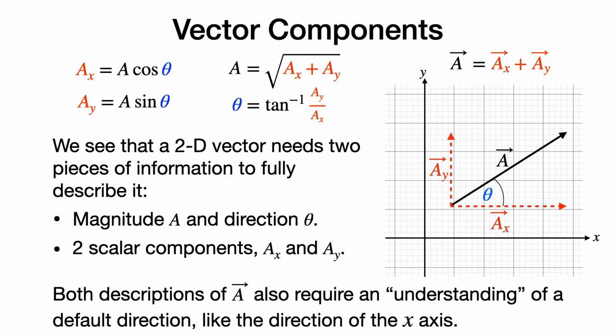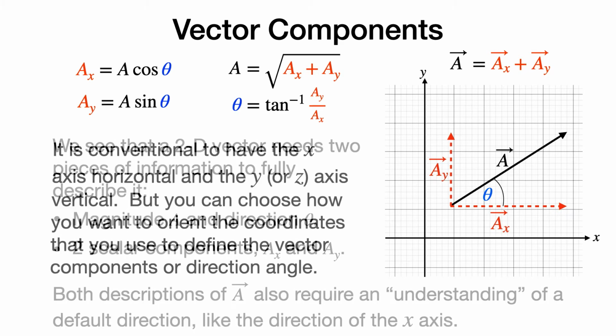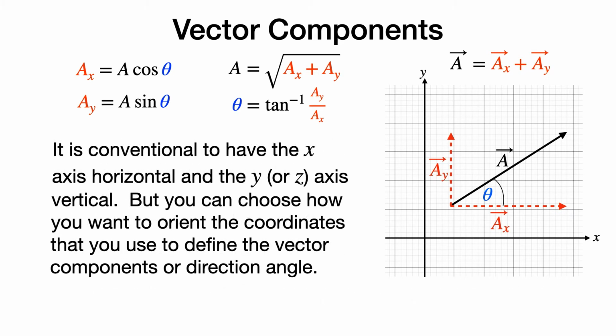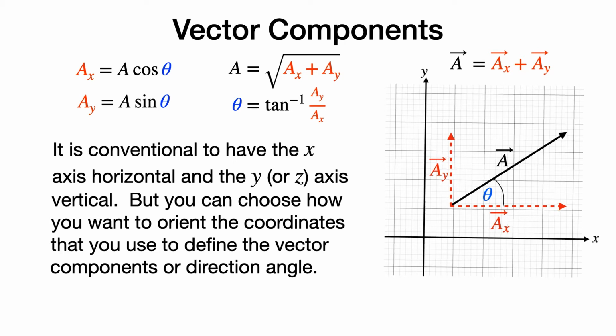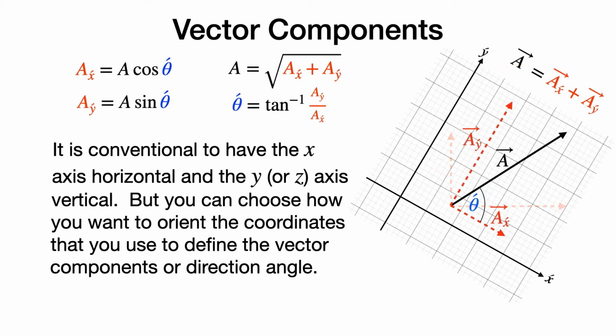Both descriptions of A also require an understanding of some default direction, like the direction of the x-axis. We have to set up a convention. It is conventional to have the x-axis horizontal and the y-axis vertical, but you can choose how you want to orient the coordinates that you use to define the vector components or direction angles. So we could rotate our coordinate system in the following way, and we see that when we do this, the components of the same vector A are now different because the directions of the x and y axes have changed.